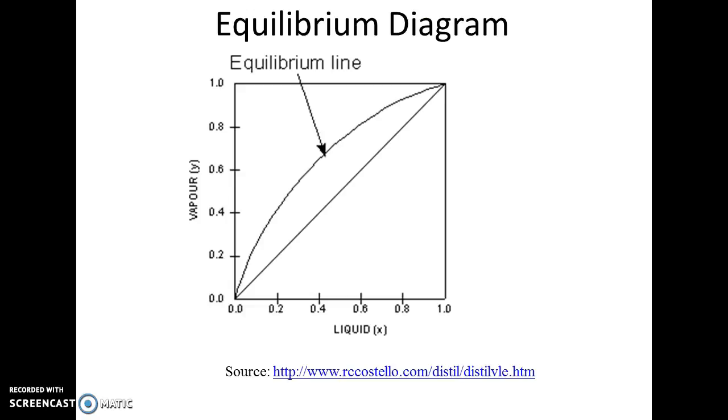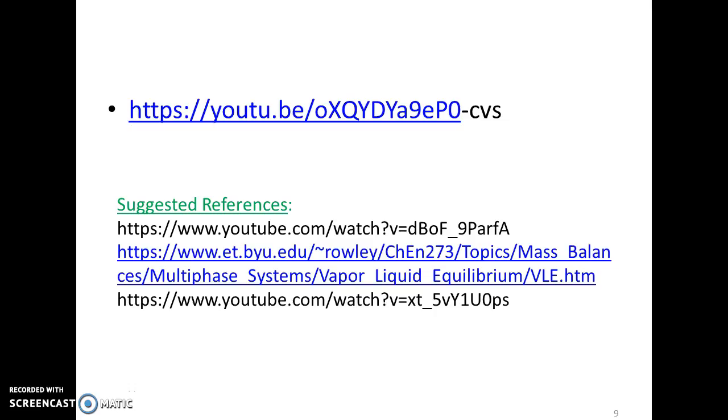Drawing of the equilibrium diagram, that is the XY diagram. From the data you can draw the liquid composition X and the vapor composition Y, and you can represent them in a diagram that is called the XY diagram.